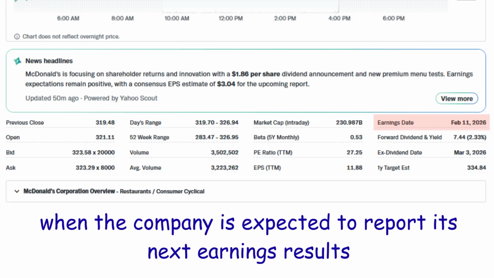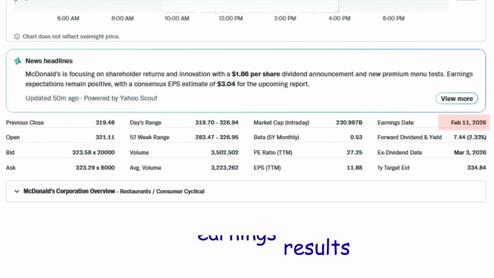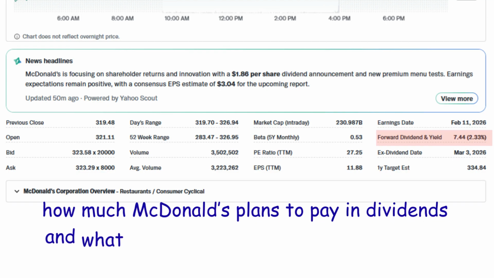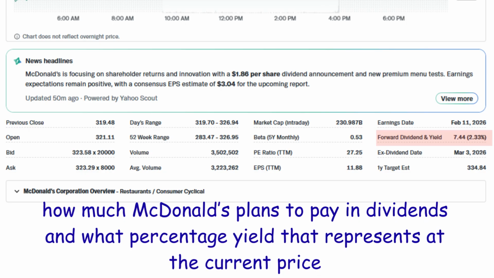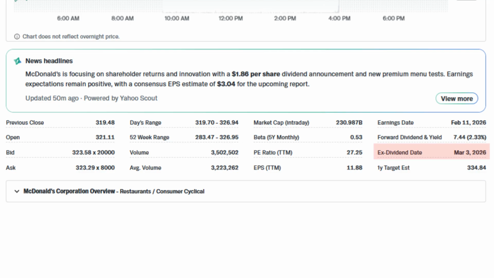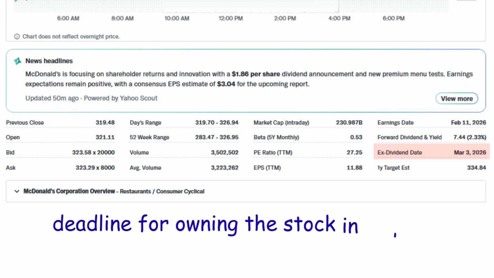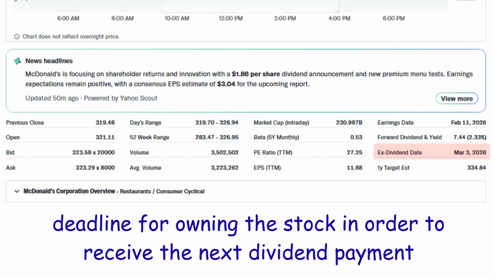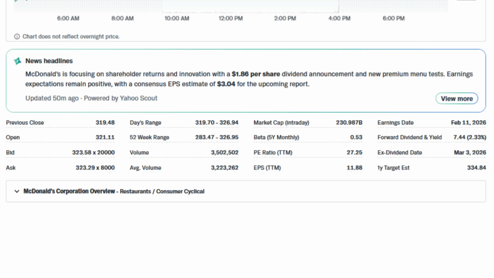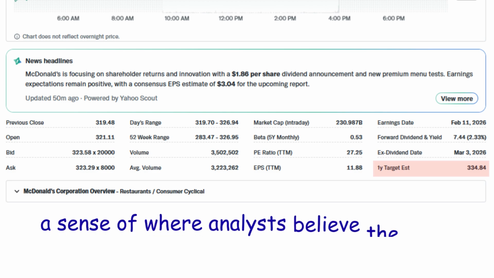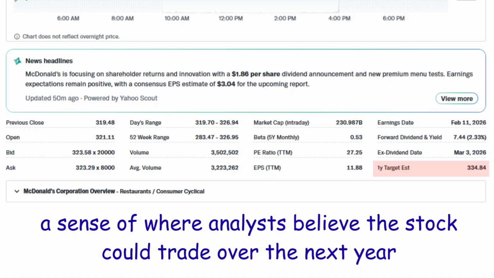This is important because stock prices often move significantly around earnings announcements. The forward dividend and yield tells us how much McDonald's plans to pay in dividends and what percentage yield that represents at the current price. The ex-dividend date tells investors the deadline for owning the stock in order to receive the next dividend payment. Finally, the one-year target estimate shows the average price target from Wall Street analysts, giving a general sense of where the analysts believe the stock could trade over the next year.